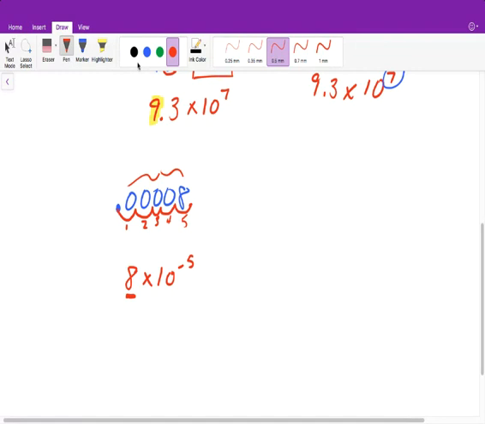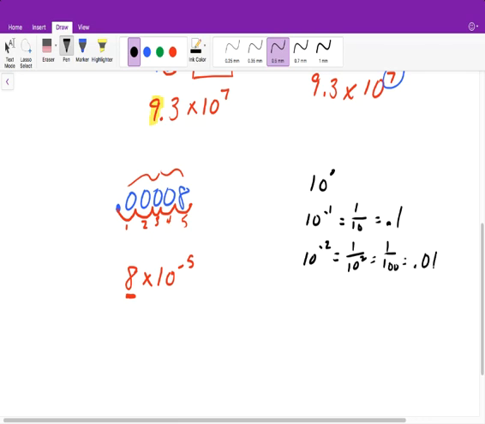And we know that this works because just like the pattern that we did in the beginning, if we start with 10 to the 0, if we do 10 to the negative first, that's equal to 1 over 10, or that's equal to 0.1. If we do 10 to the negative second, that's equal to 1 over 10 squared, which is then equal to 1 over 100, or 0.01. 10 to the negative third, that's going to be equal to 0.001. 10 to the negative fourth is going to be equal to 0.0001, and so on.